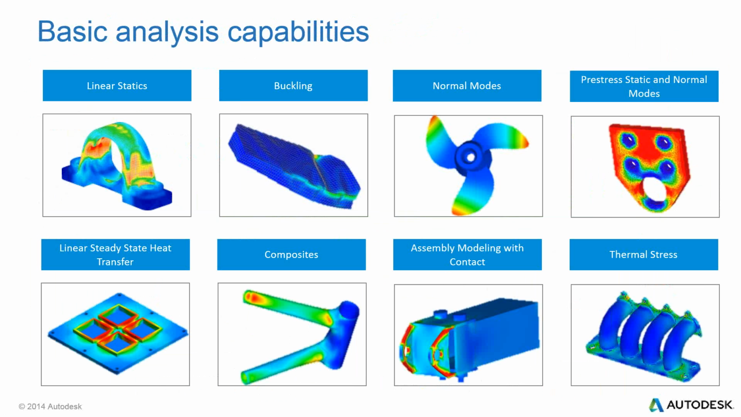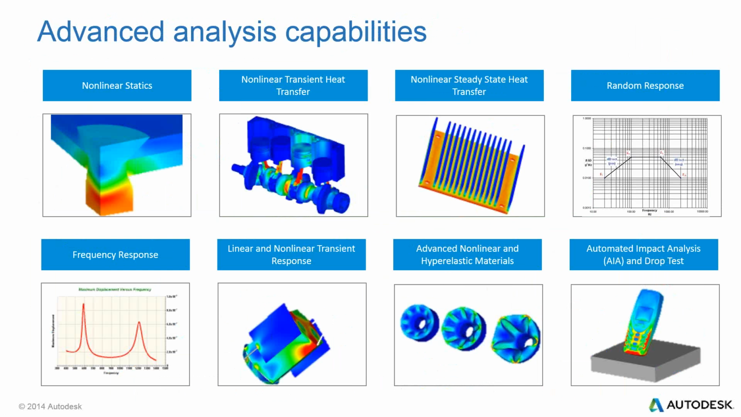Linear static, of course, buckling analysis, both linear buckling where you get a load factor, and also more traditional nonlinear buckling. Normal modes, right? If you're going to do vibration, that's a key first step. Heat transfer, that's a big one that Inventor Pro doesn't do at all. Composite materials, advanced contact types, transient analyses, which Inventor Pro just can't do. The advanced material types, impact testing, which we're going to see an example of as well.